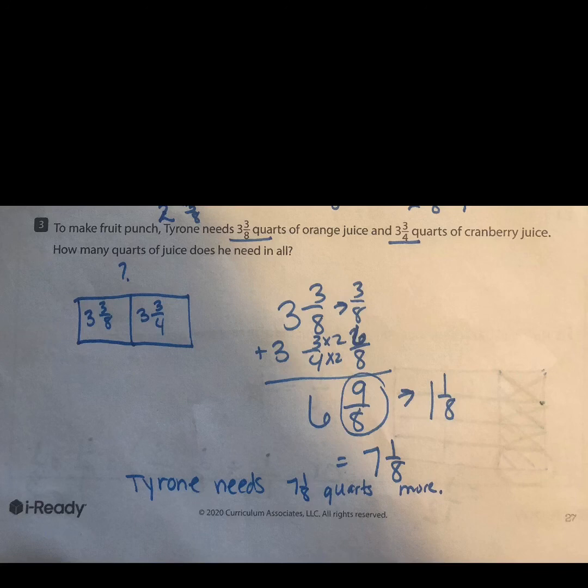But hold on a second. That's an improper fraction. I'm going to have to change that to 1 1/8 because 8 goes into 9 one whole time with 1 left over. So 1 1/8 plus the 6 from 3 whole plus 3 whole. So your total answer is 7 1/8. So Tyrone needs 7 1/8 quarts. It shouldn't say more. It's in all.